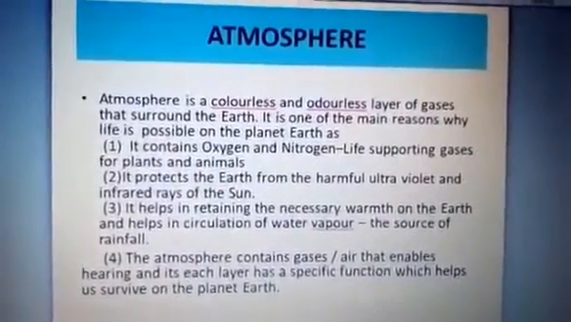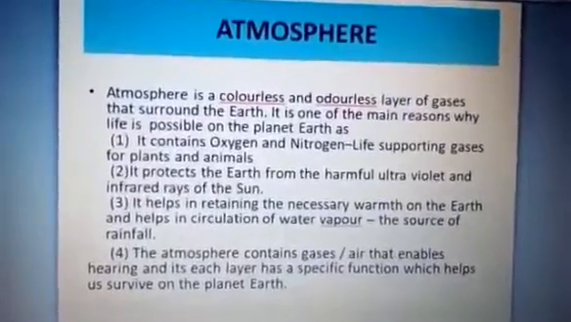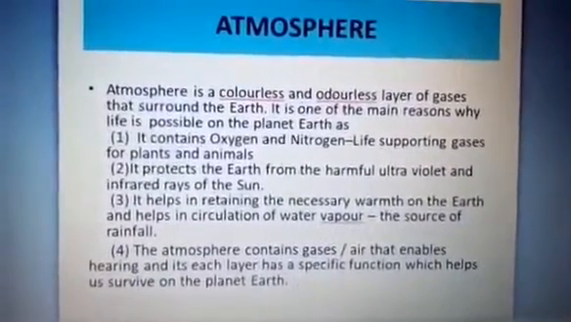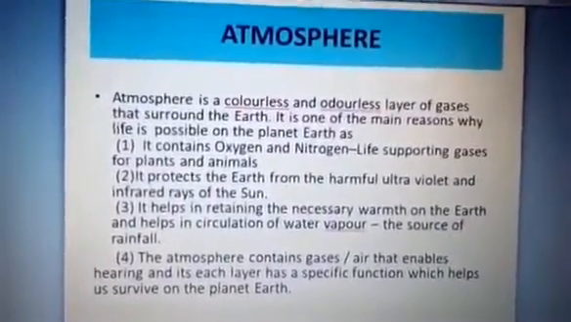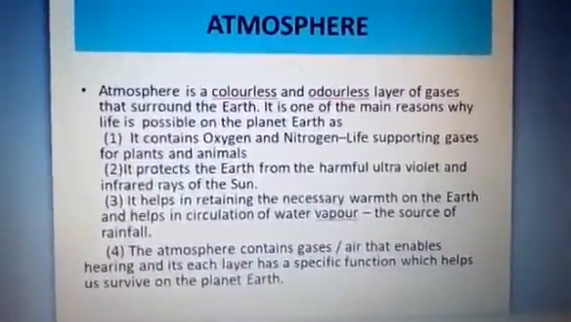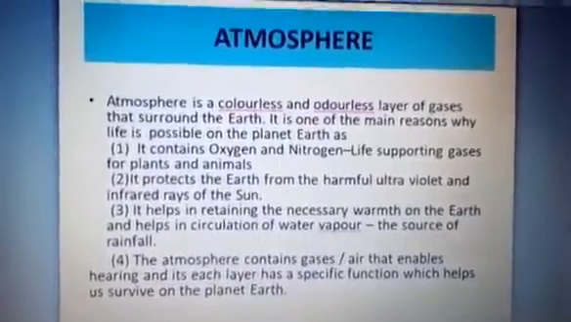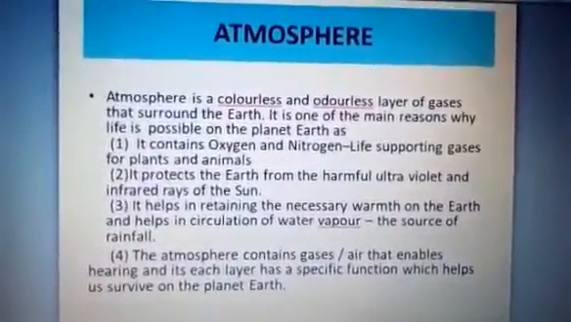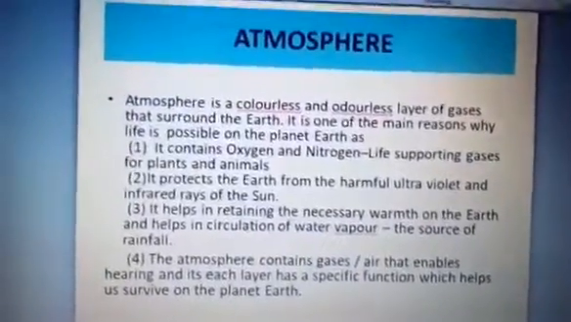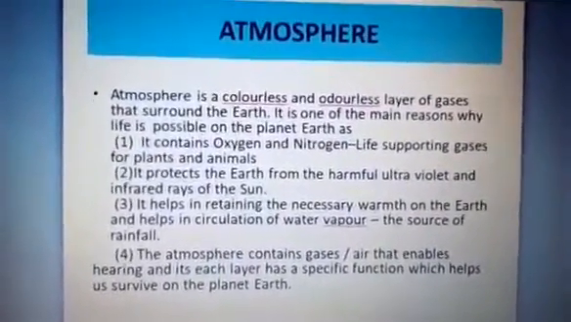The next one says it helps in the circulation of water vapor, that is the source of rainfall. The cloud condensation and cloud formation are all happening because of the atmospheric layer, and it keeps the water in circulation. That is the water cycle, and we all know about it because that is the basic information.